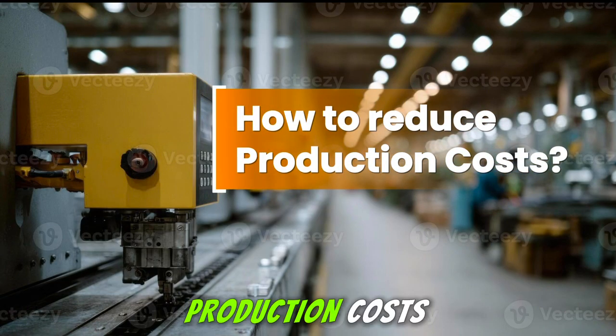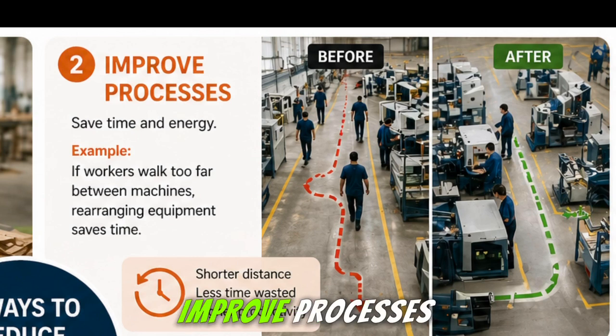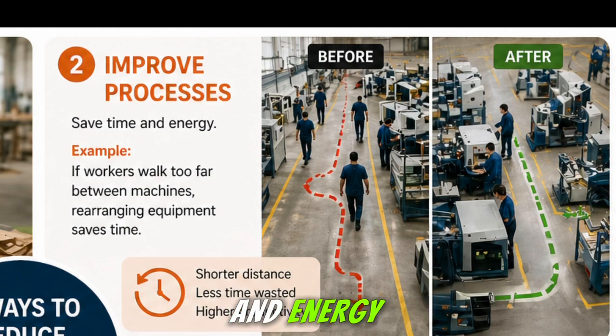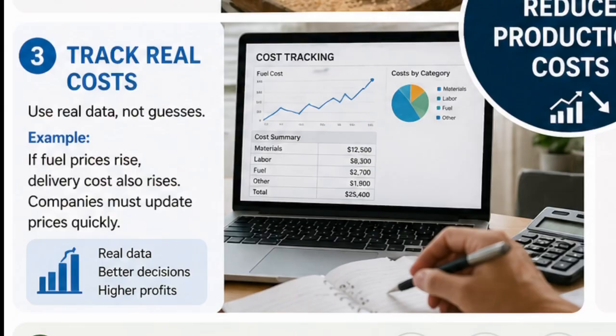And how to reduce production costs? First, reduce waste. Use materials carefully. For example, a furniture company can cut wood more efficiently and waste less timber. Secondly, improve processes. Save time and energy. For example, if workers walk too far between machines, rearranging equipment saves time. Thirdly, track real costs. Use real data, not guesses. For example, if fuel prices rise, delivery costs also rise. The company must update prices quickly.